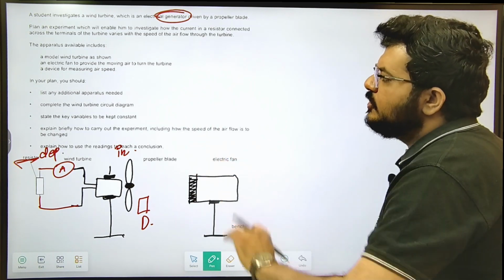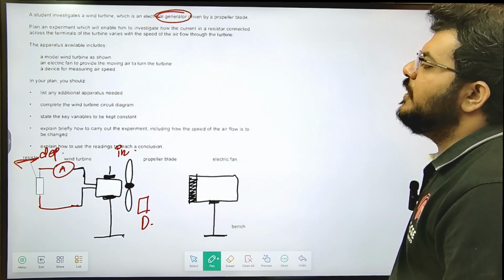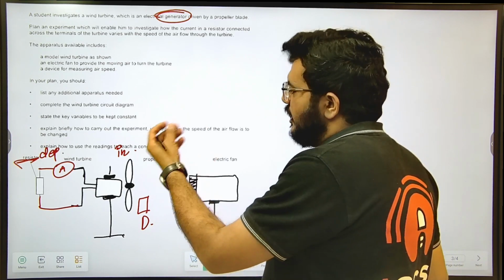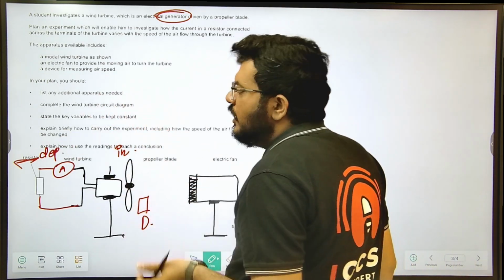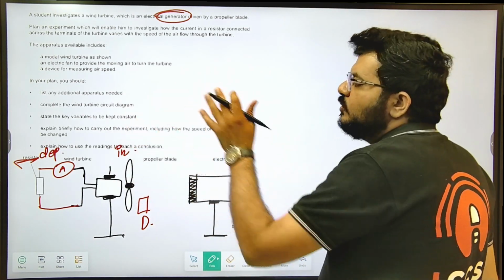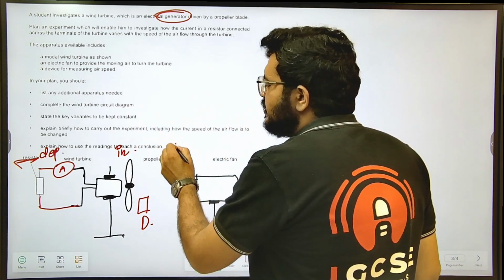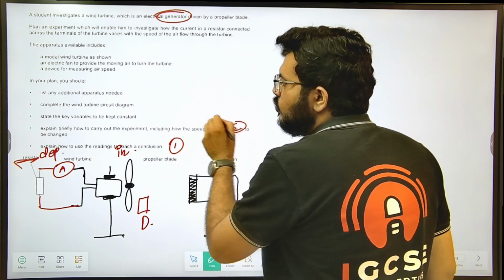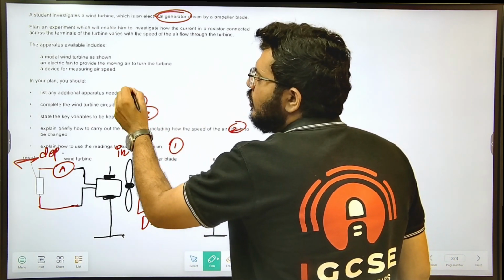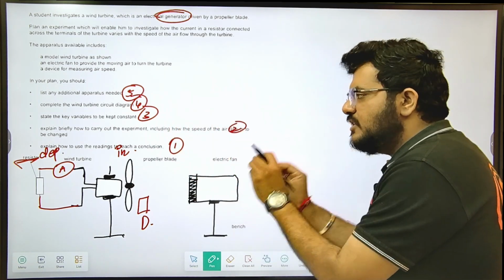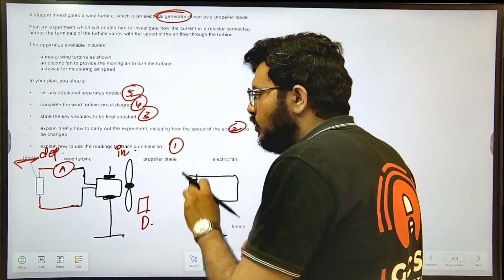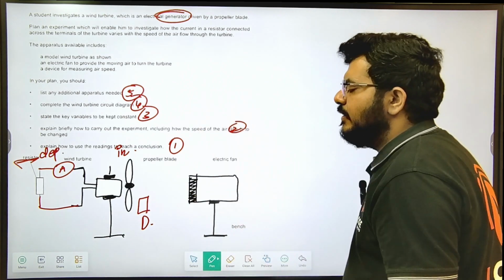State the key variables to be kept constant. Explain briefly how to carry out the experiment. Include how the speed of the airflow is to be changed. Explain how to use readings to reach a conclusion. See, if you just answer these questions 1, 2, 3, 4, and 5, 5 marks you will get just here if you answer these questions correctly, right? You don't need to worry about these 5 marks at least.